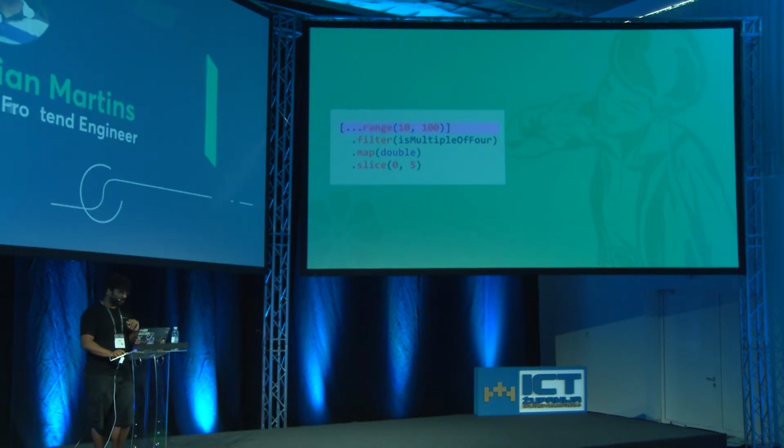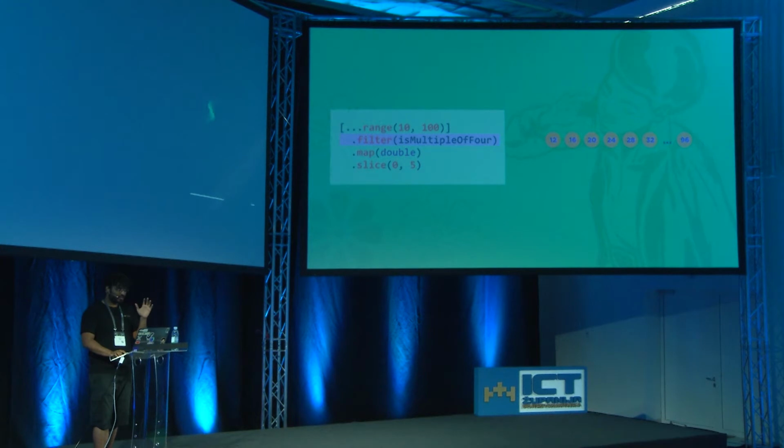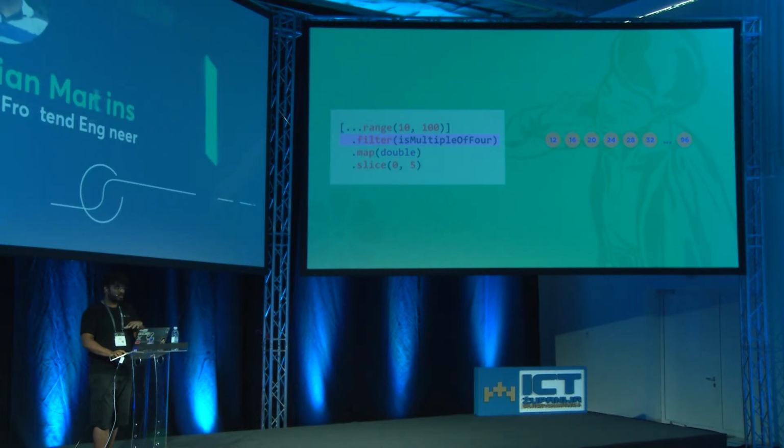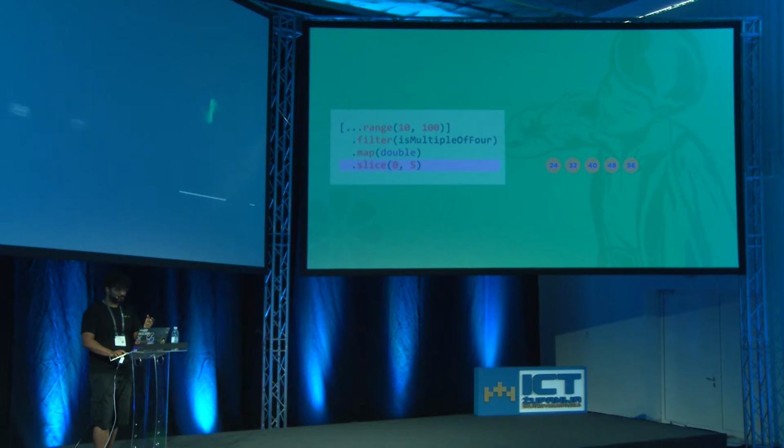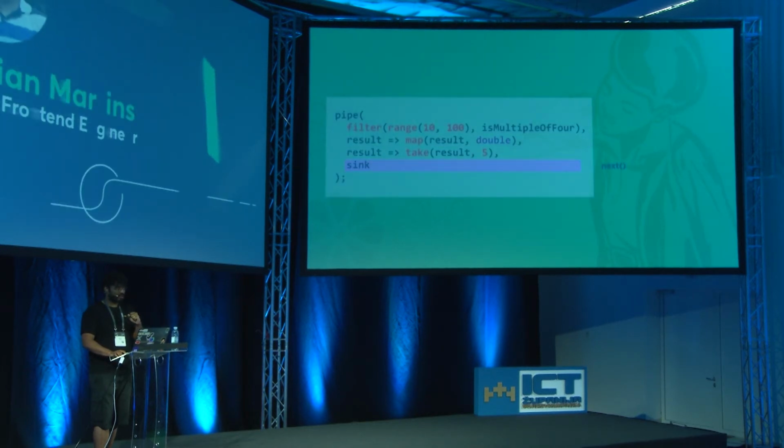So using the array methods, I need to generate all the values first, which gives me 19 elements. And then I filter out all the items that are not a multiple of 4, which gives me about 22 items. Then I map all of those. And at the end, I just take the first 5 elements, which is not the case for the iterable pipeline.